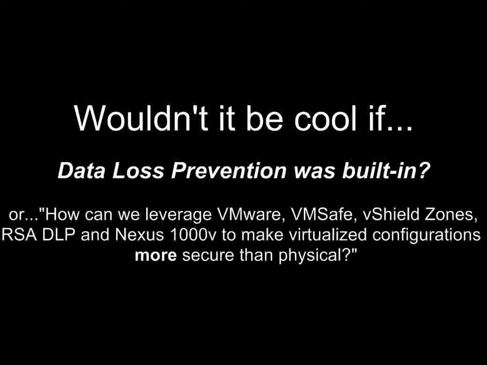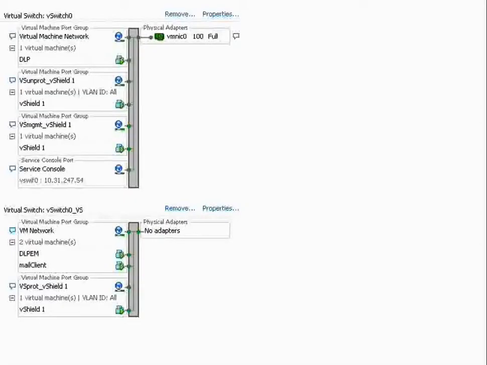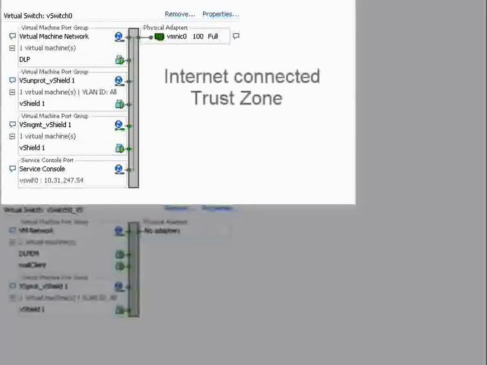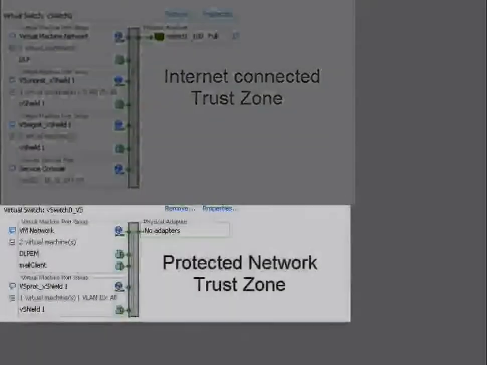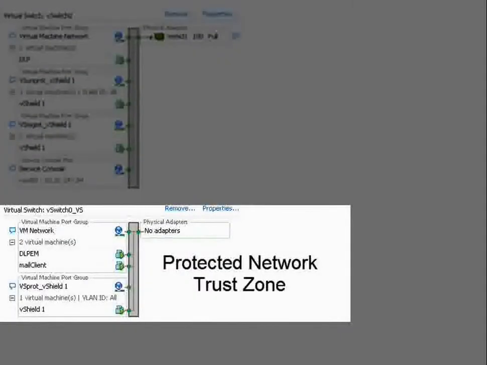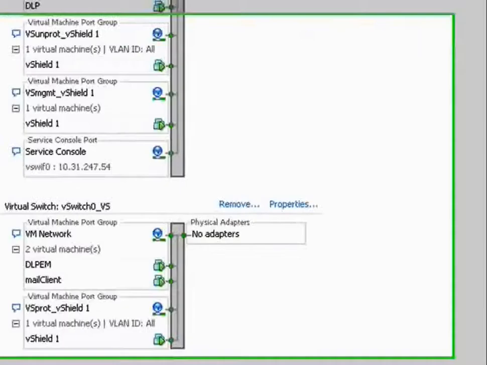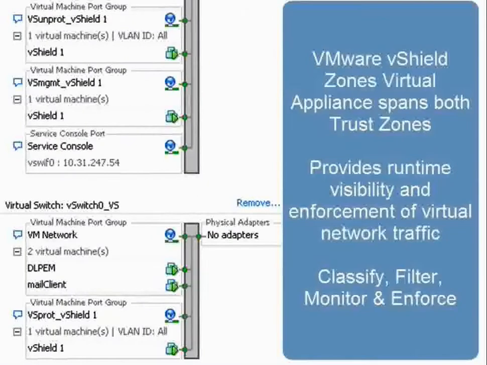This is a quick preview of things that we've been doing on this front. Here you can see that there's a set of VMs connected to a vSwitch on an internet-connected trust zone, and then another set of VMs on the same ESX host that are on a separate protected network trust zone. We're leveraging VMware's vShield capabilities, vShield Zones, to isolate those VMs and provide runtime visibility and enforcement of virtual network traffic, an incredible new capability in vSphere 4.